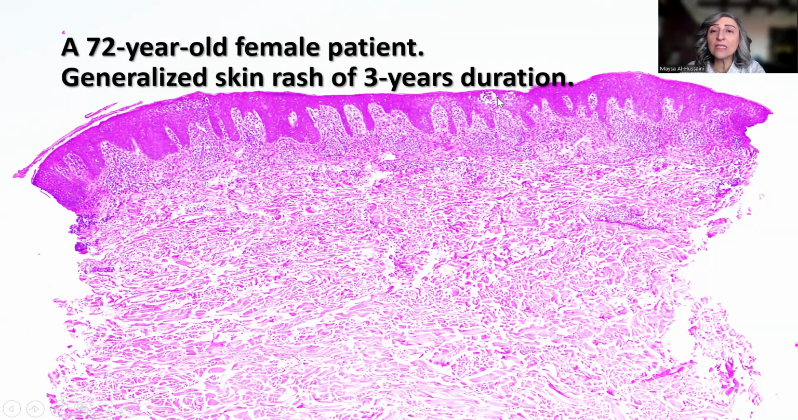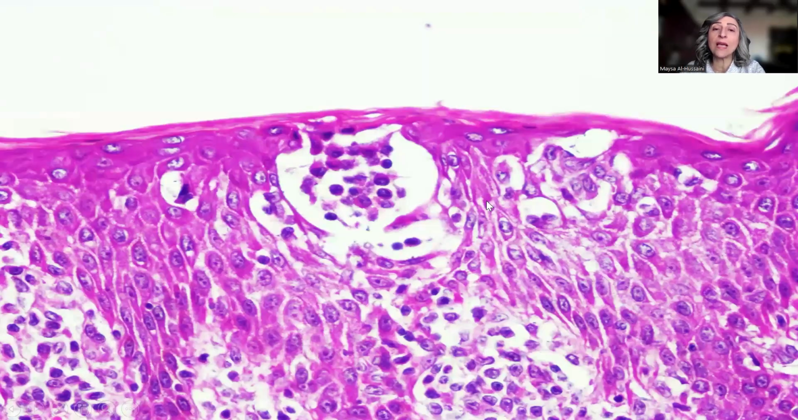And as you can see here, there are a couple, and here as well, but this is much more clear, what we call Pautrier's microabscesses. And Pautrier's microabscesses are collections of the malignant atypical lymphocytes that are usually seen sitting within the epidermis, in particular the upper part of the epidermis.